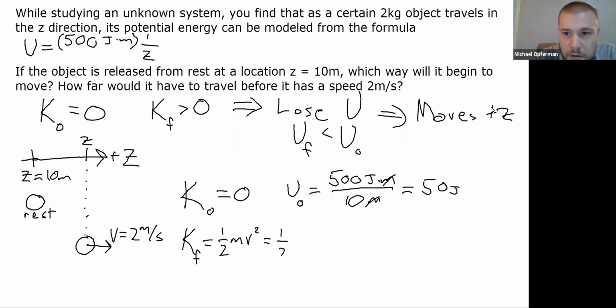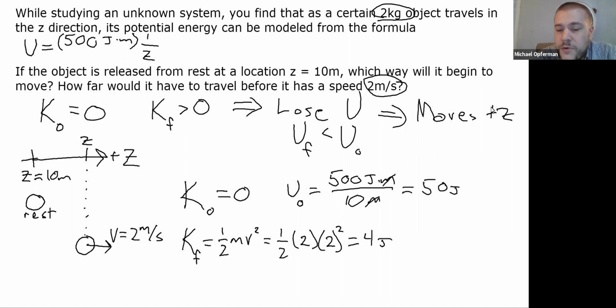So m is 2 from here. So I'm going to have 1/2 times 2, and then the velocity is also 2 from here. So 2 squared. So 1/2 times 2 times 2 squared, I can do that in my head. That's 4. So there are 4 joules of final kinetic energy. For the final potential energy, it's not going to be numerical. That's going to be an algebraic expression that has my variable in it. That's going to be 500 joule times meter divided by my unknown final z coordinate.